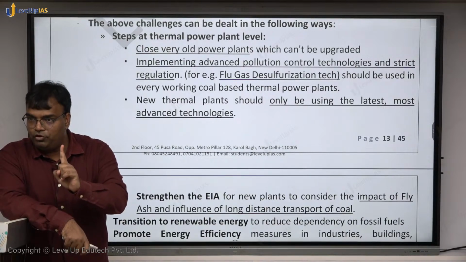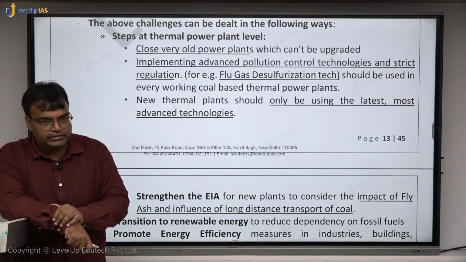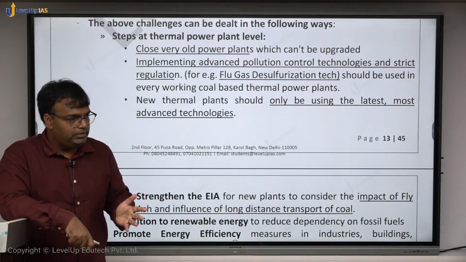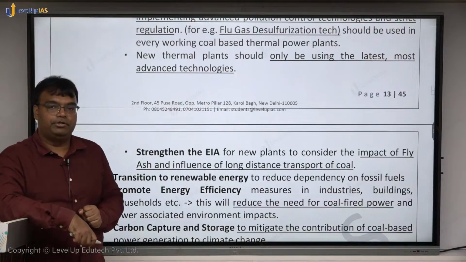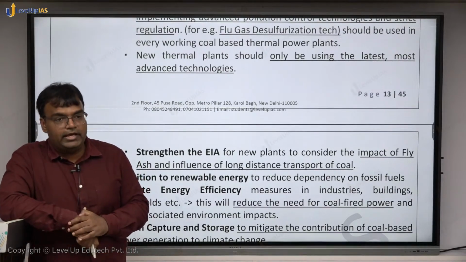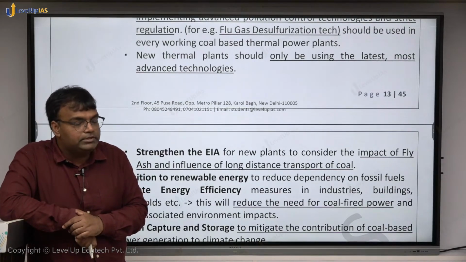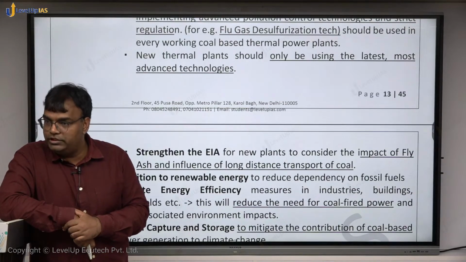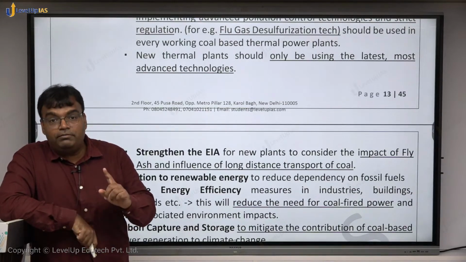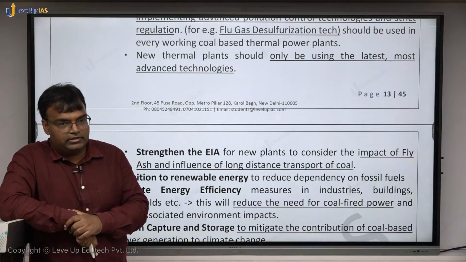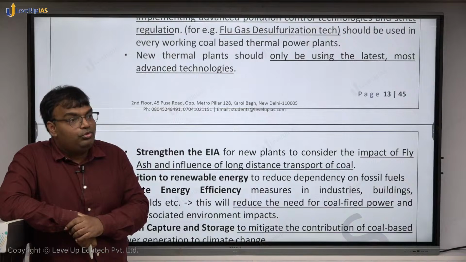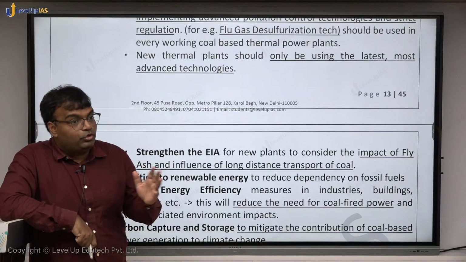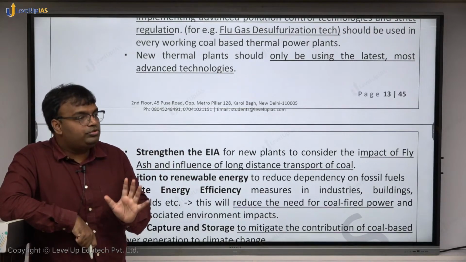One thing, in the way forward the first point is phasing out thermal power plants. Then strengthen the environmental impact assessment norms. We will talk about EIA. EIA is one of the things mentioned in your syllabus. What does EIA say? Whenever a new project starts, its environmental impact assessment should happen. When the assessment happens, you get to know its negative impact, what the alternatives are, and you will choose the best option.